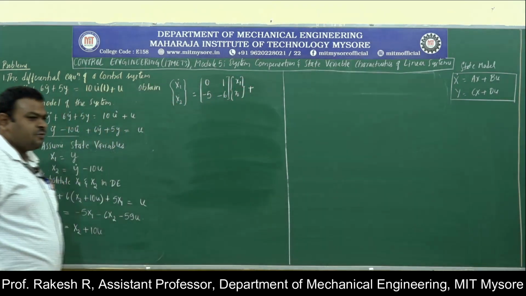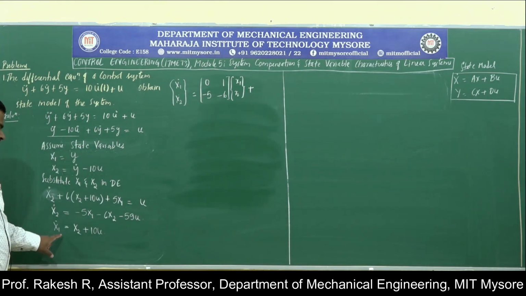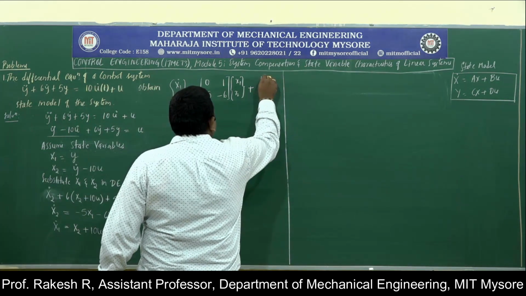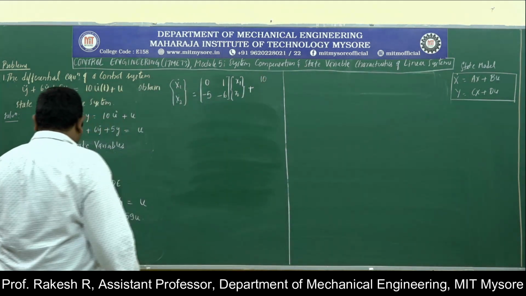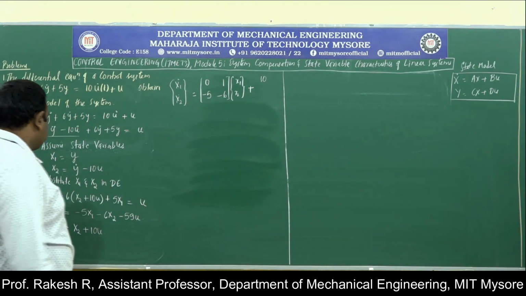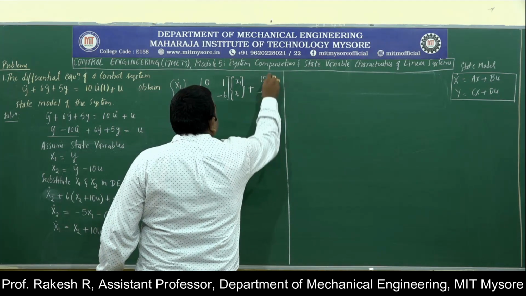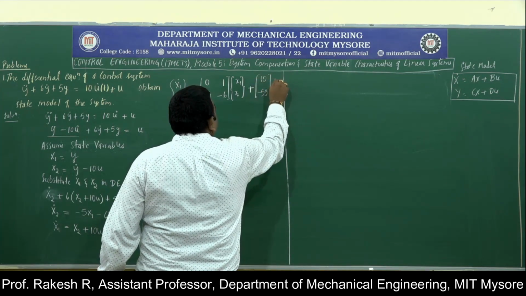Plus, what is B? B is nothing but the u terms in x1 dot and x2 dot. So there is a u term in x1, it is 10, and there is a u term in x2, that is minus 59. So it is 10 and minus 59, into u.